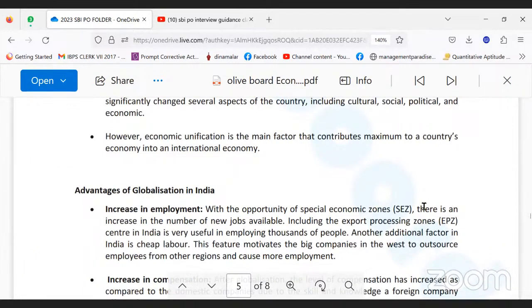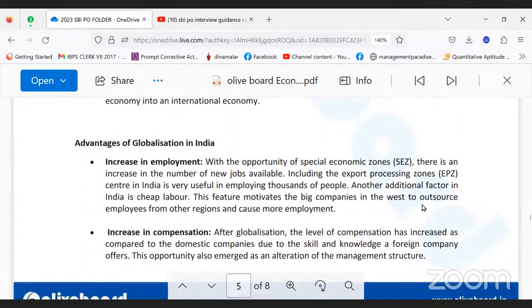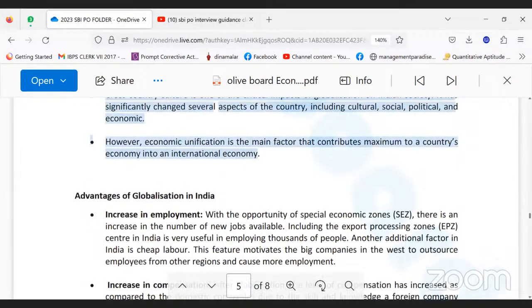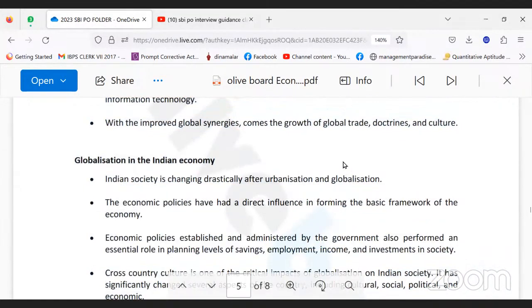Who is the next person there? Anjali, are you there? Anjali, are you there with us? No. Anjali has gone, no problem. Tiasa, sorry, I'm giving it to you only. Yes, sir. Globalization of Indian economy, please.